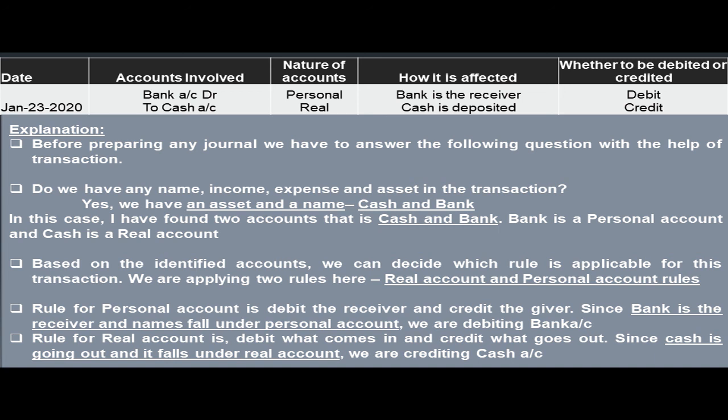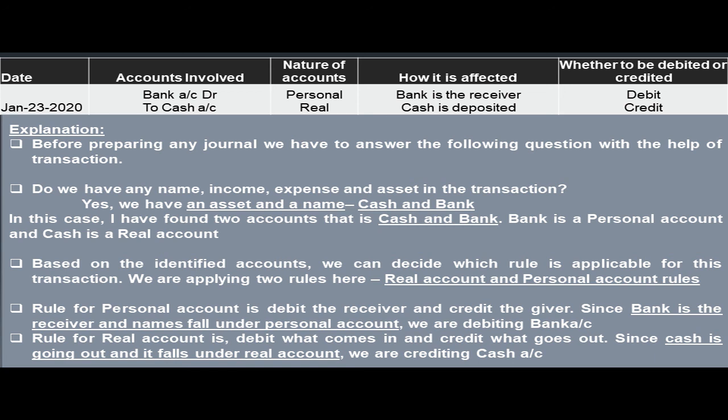Based on the identified accounts, we can decide which rule is applicable for this transaction. Here we are applying two rules, that is real account rule and personal account rule. The rule for personal account is debit the receiver and credit the giver. Since bank is the receiver and all the names come under personal account, we are debiting bank account.